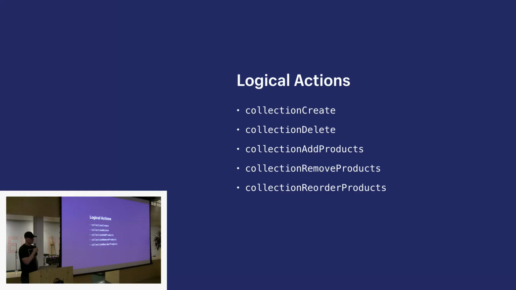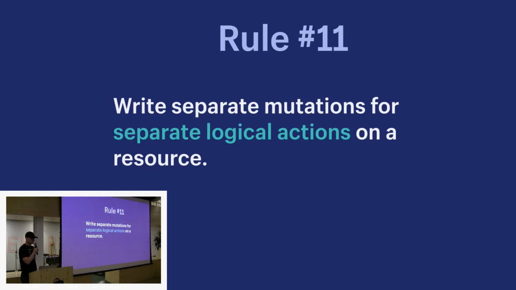So instead, in GraphQL, we can take advantage of GraphQL's features and split this mutation apart into kind of more granular logical actions. So here's a list of some mutations or actions we could have. Again, we still have some of the standard collection delete and create ones, but now we have collection add products, remove products, and reorder products, instead of putting those all in a very complicated update collection. So rule number 11 is write separate mutations for separate logical actions on a resource. If anyone's used to React and Redux, you can kind of think of these as being similar to Redux actions.